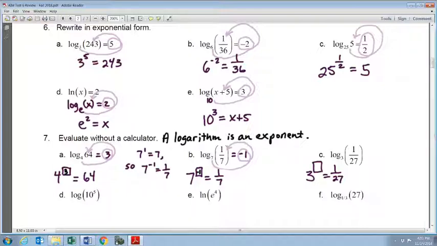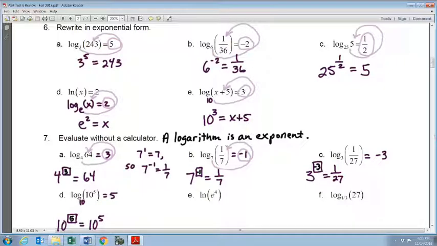On letter C, again, we're trying to think in our mind, what exponent do you put on a base of 3 to get 1 over 27? Well, we know that 3 cubed is 20. Whoops, I got ahead of myself there. We know that 3 cubed is 27. So since it's a 1 over 27, the answer here is negative 3. On letter D, we know our base is 10. So we have to ask ourselves, what exponent do you put on a base of 10 to get 10 to the 5th power? This is just 5.